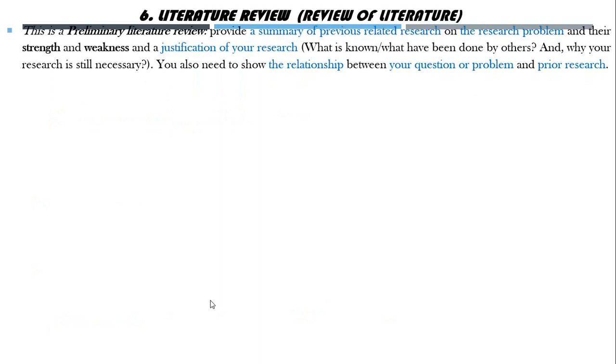When we are dealing with research, we also have to think about past or recent related research work. Mainly when we are dealing with a literature review, this is a kind of preliminary literature review. It generally provides a summary of previous research related to your research problem. It also shows the strengths and the weaknesses and the justification of your research. When you are conducting a literature review, you also need to show the relationship between your question or your problem and other past or recent research.